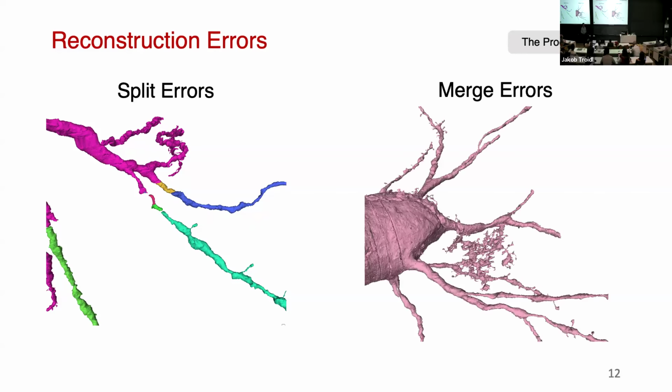And similarly for merge errors, here you can see that this neuron has been incorrectly merged with another cell. This would also alter the synaptic wiring diagram quite a bit if we leave those uncorrected.